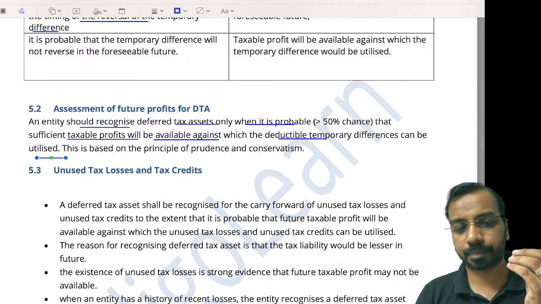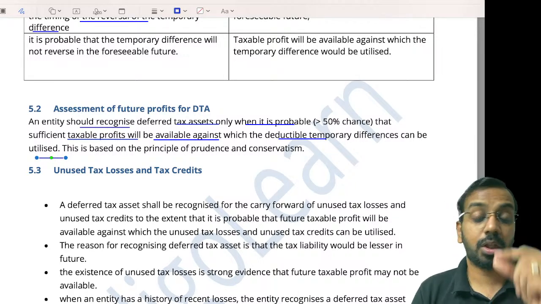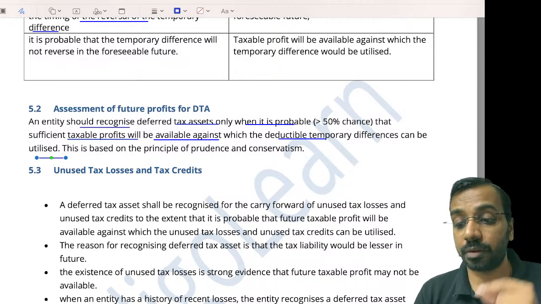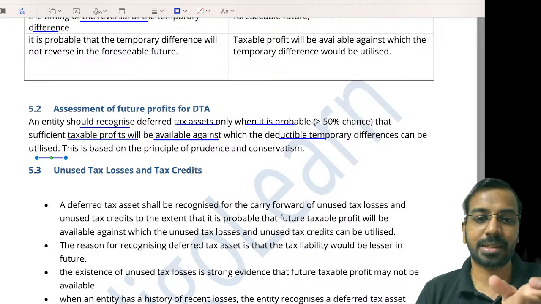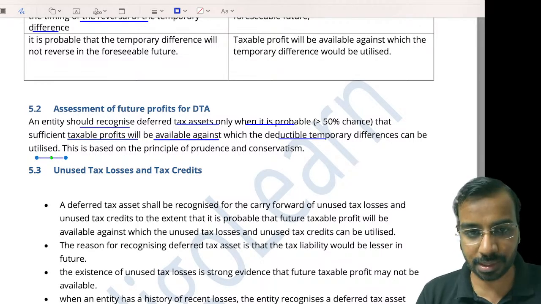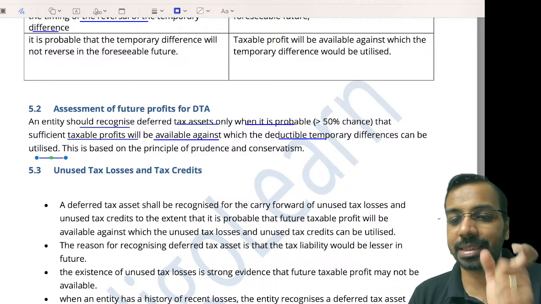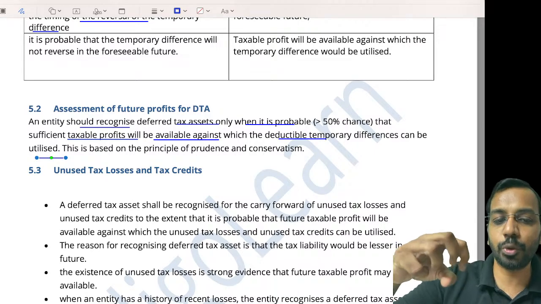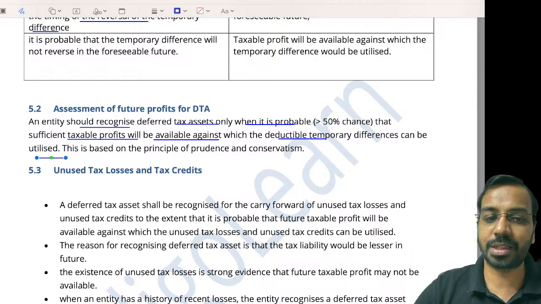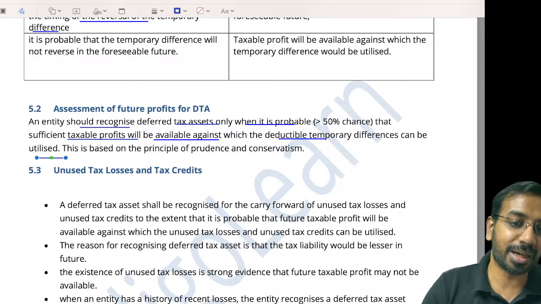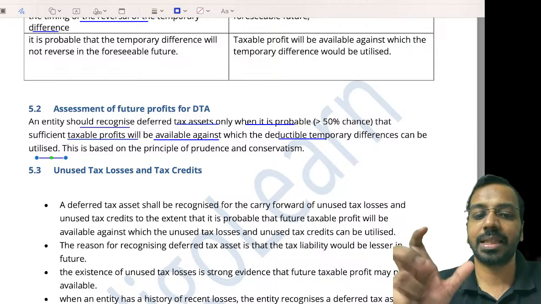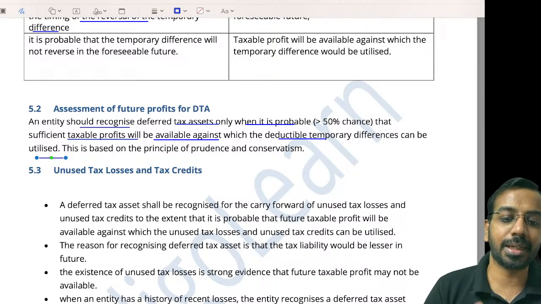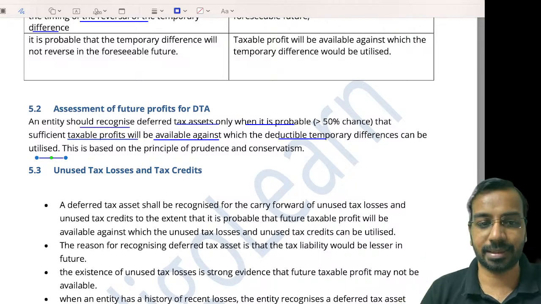Meaning to say, if you will have taxable profits in the future, then whatever the deductible temporary difference is, for that you will recognize DTA. If the company is loss making, if the company believes that you will not have taxable profits in the future against which you can deduct the deductible differences, then you will not recognize a deferred tax asset.